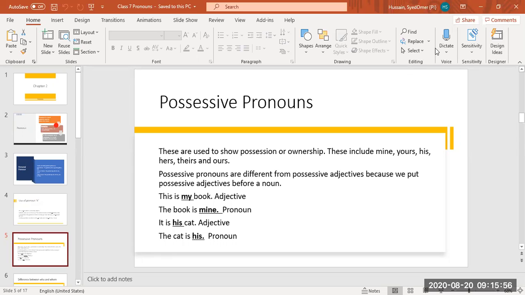Okay, so you have to be very careful that if it is coming before the noun, then these are possessive adjectives. And if they are coming after a noun, these are possessive pronouns. Okay? So possessive pronouns show possession or ownership. That is, your marker is a possessive adjective. And the marker is yours, then it is a possessive pronoun. Note it down.